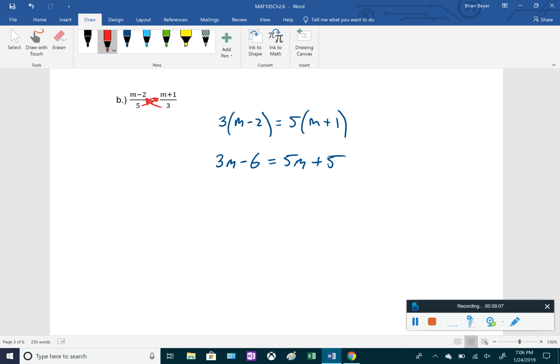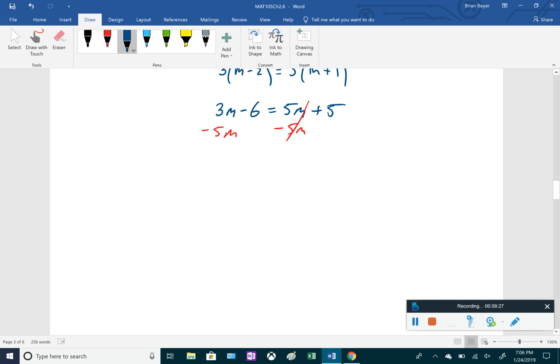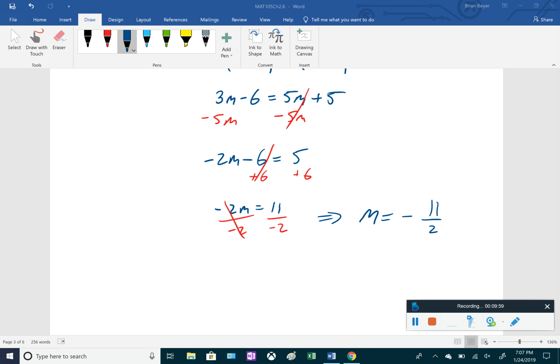Let's get all of the m's on one side. I would usually get the m's on the right-hand side because it would be positive, but just to do it a little bit differently and make it a little bit harder, I'll get the m's on the left, which means they'll be negative. So it's going to be negative 2m minus 6 equals 5. Going to add 6 to both sides. Cancels on the left. We get negative 2m equals 11. Divide both sides by negative 2. So we're going to get m equals 11 over negative 2, or just negative 11 over 2. So it's a little bit messy, but that is okay.